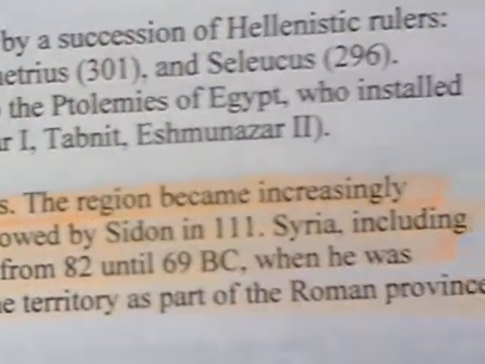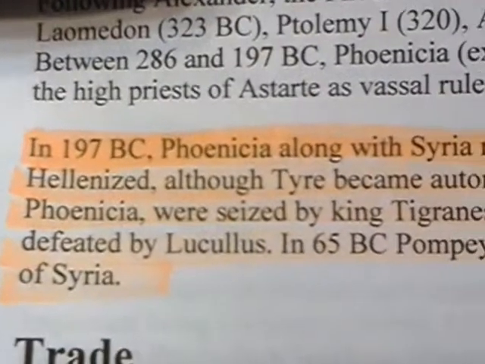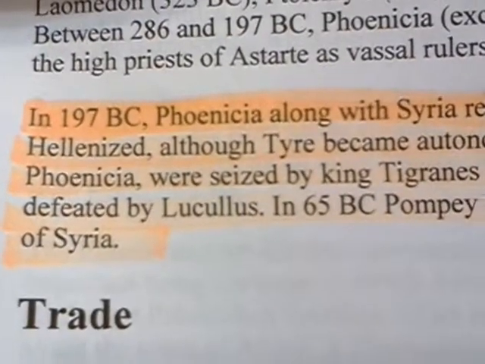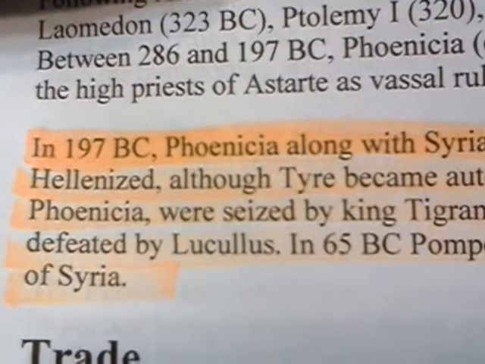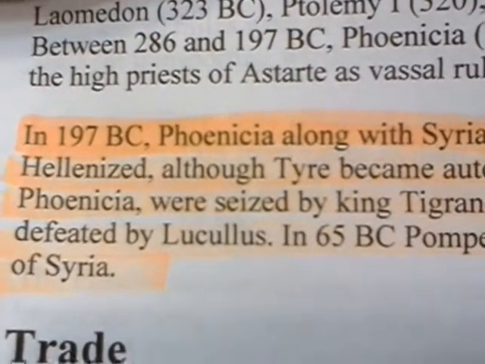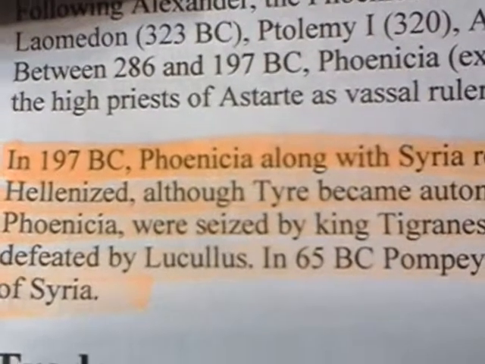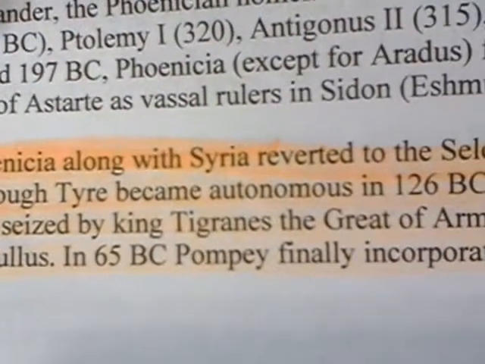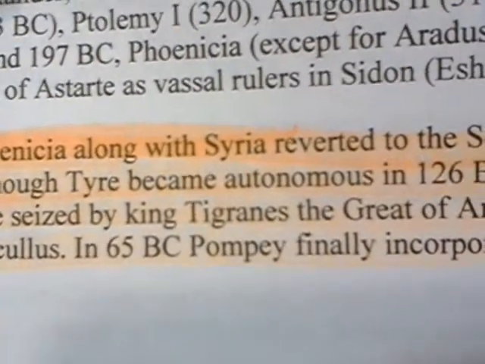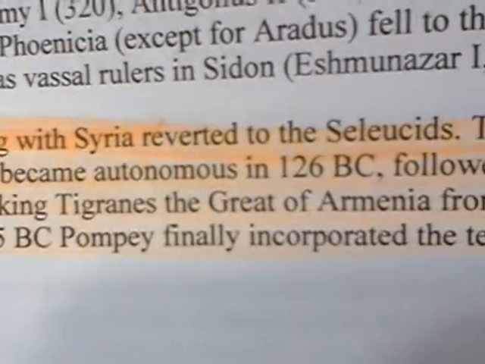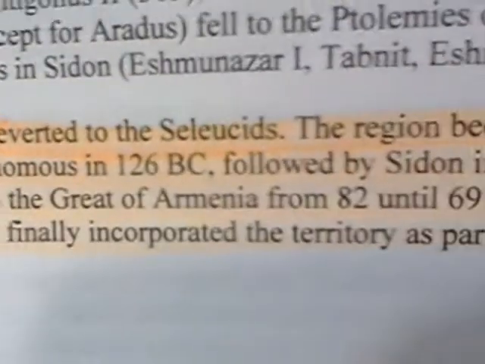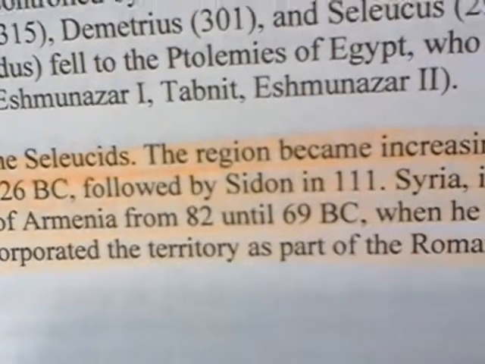So the region became increasingly Hellenized, meaning these people dwelling in this area spoke Greek, their religion was Greek, and they had the Greek customs. And it said, although Tyre became autonomous, meaning Tyre was absorbed into the Hellenization of these people, in 126 BC, followed by Zidon in 111.